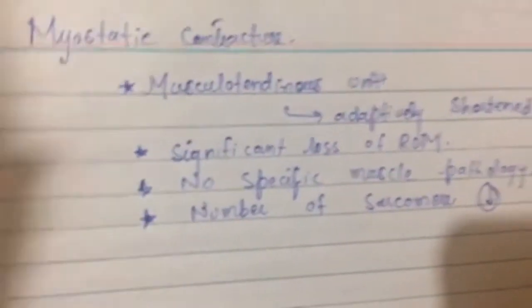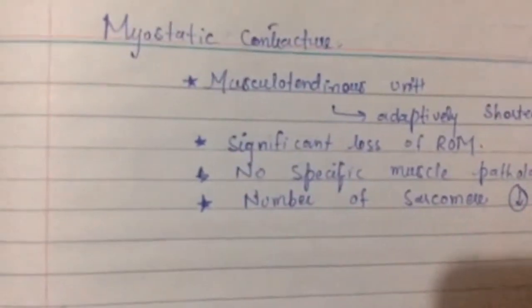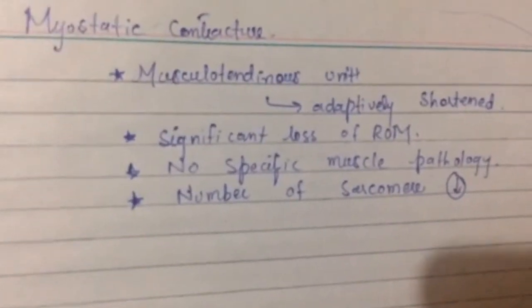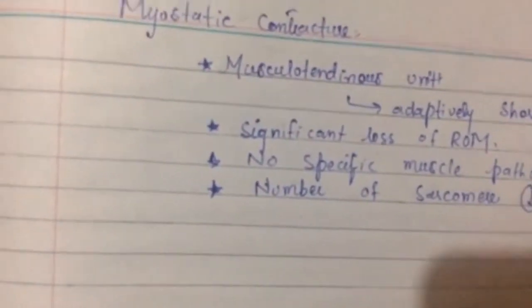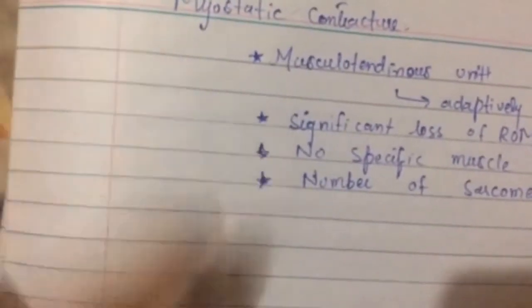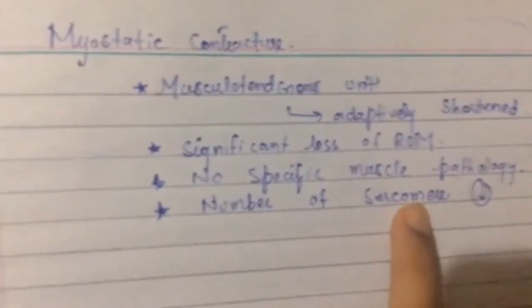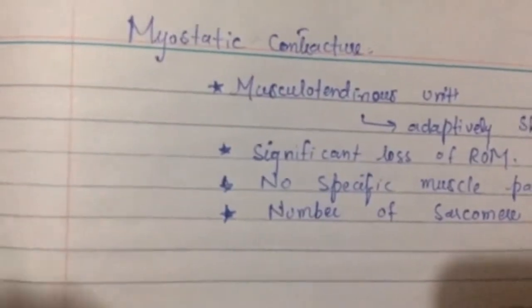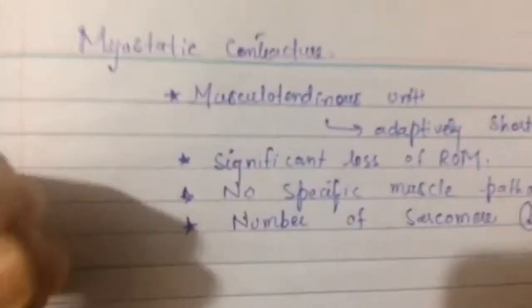So if there is a decrease in the number of sarcomeres, we say that myostatic contracture is present. But there is no decrease in the individual length of the sarcomere, because the sarcomere is the unit present between the two Z lines, so we cannot say that.